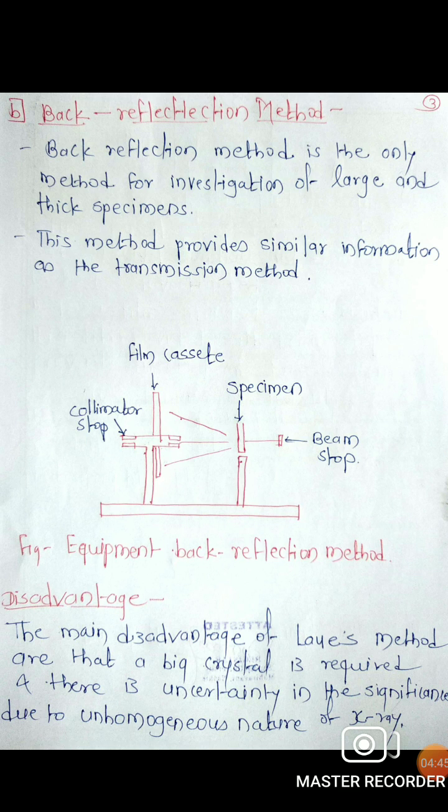There is a main disadvantage of the Laue method, that is a big crystal is required, and furthermore there is uncertainty in the significance due to the inhomogeneous nature of the X-ray. This is the main disadvantage of the Laue method.